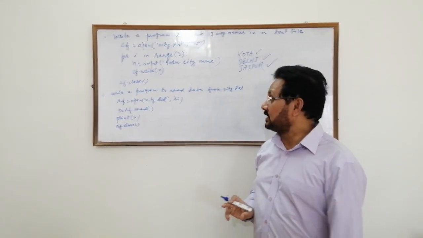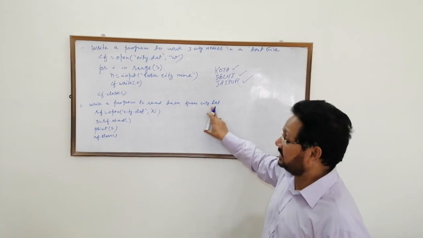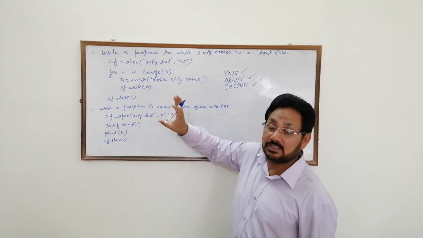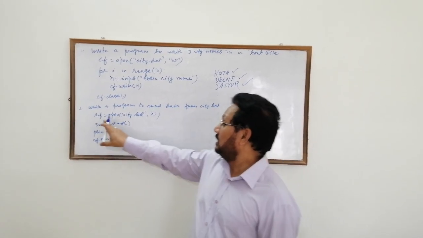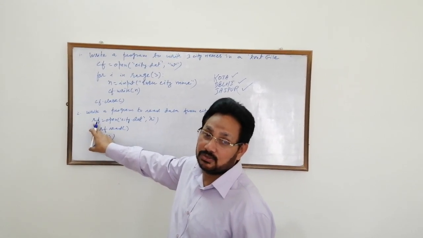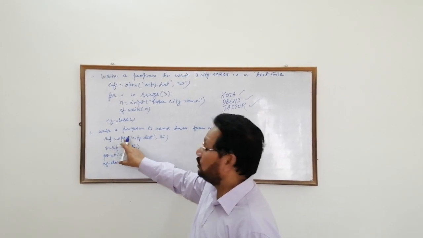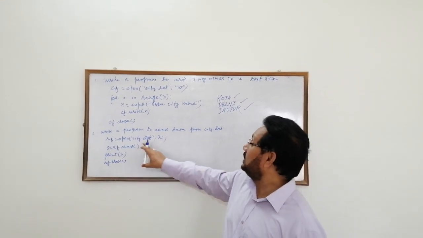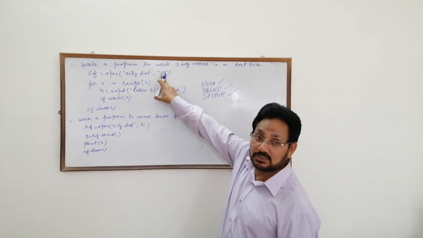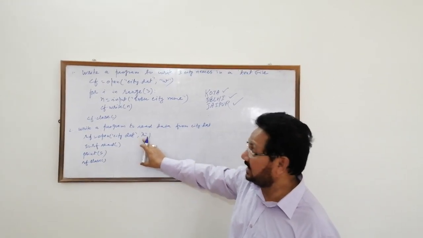Now the second question here is: write a program to read data from city.dat. Remember, the file name should be the same, otherwise you will not get the result. Here I am taking RF. This is simply an identifier, a user defined word. RF is an object equals to open. In the open method we are using city.dat, and just notice here. Earlier we used W, which is used to write, and here the mode is R to read the data.